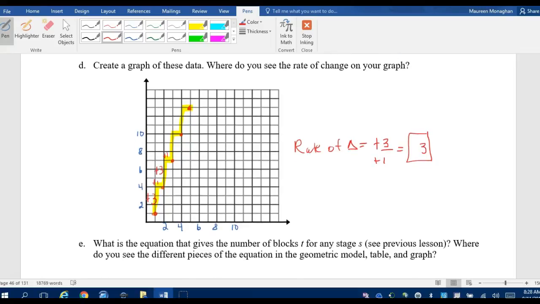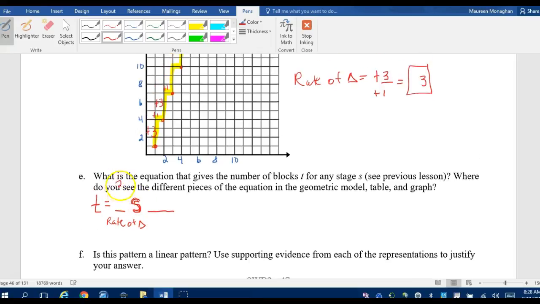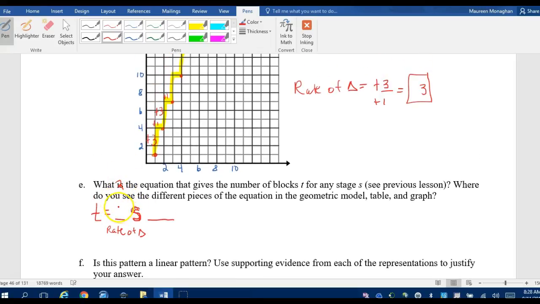Okay, now we have to come up with an equation. So we know it's going to be t equals something s plus or minus something. Remember we talked about this number in front is our rate of change. Well, we know what that is. The rate of change is what? 3. So we can put that right here. Alright, that's your rate of change.